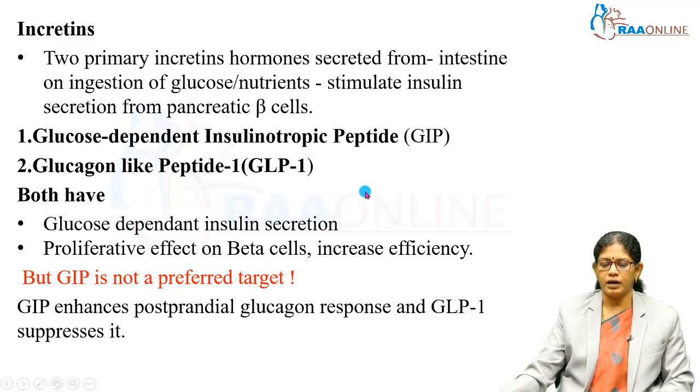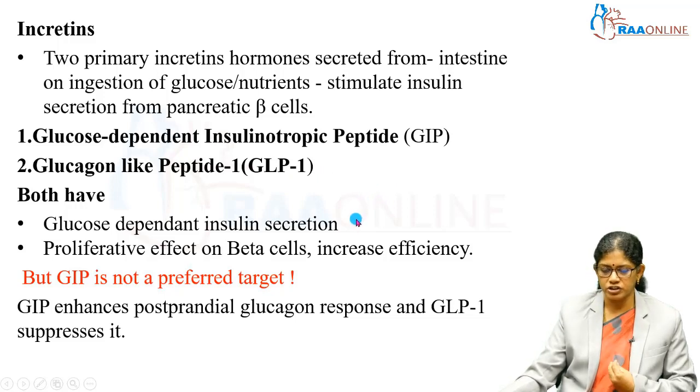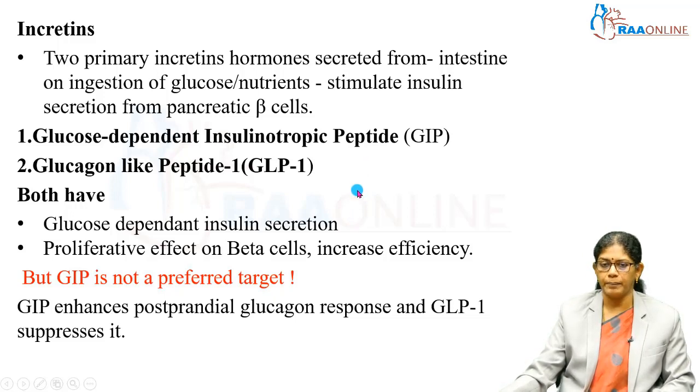Both of them get released by ingestion of glucose. The main action of these incretins is that they stimulate the pancreatic cells to secrete insulin. When food is taken, these incretins are released and immediately they release insulin. They have a proliferative effect on beta cells, reduce apoptosis and increase the efficiency of the beta cells. Even though these two incretins are there, we prefer a GLP-1 analog over GIP.